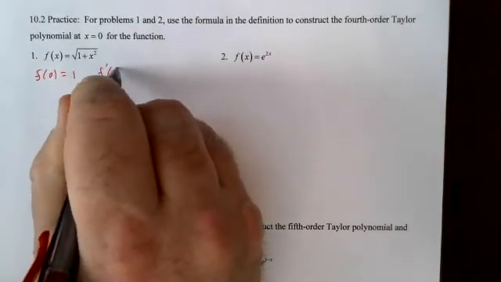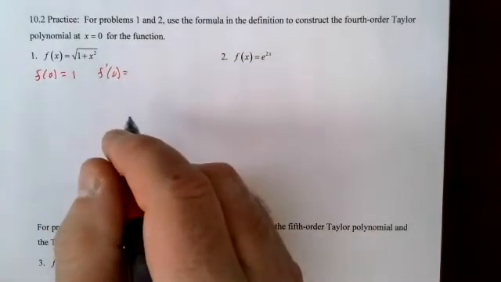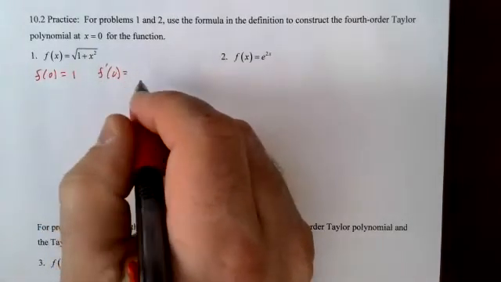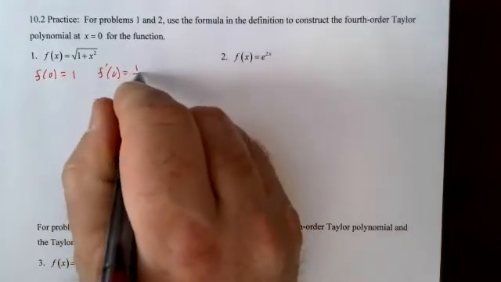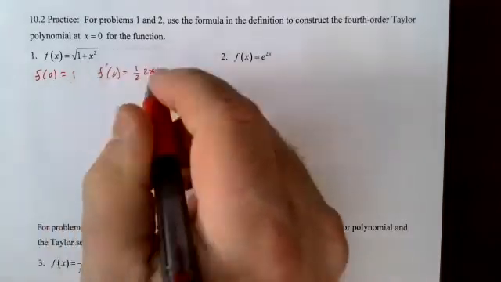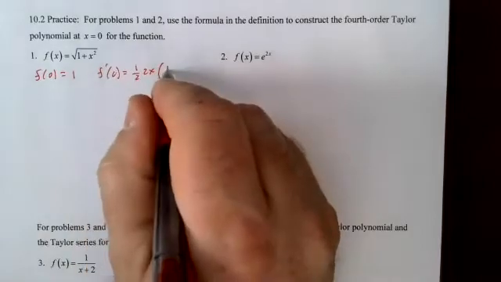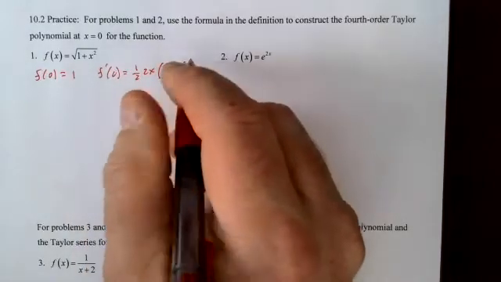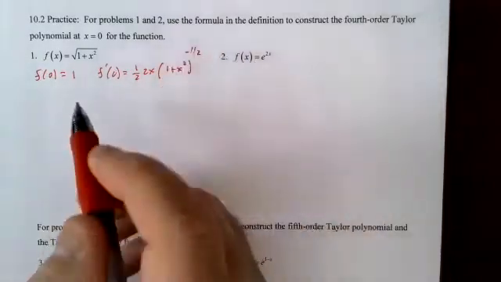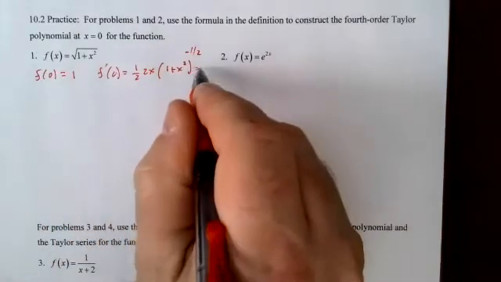F prime of 0 equals, the derivative would be 1/2 times 2x. Those will cancel. 1/2. That's a chain rule for the inside. 1/2, 1 plus x squared to the negative 1/2. Plug in 0 and you get 0.